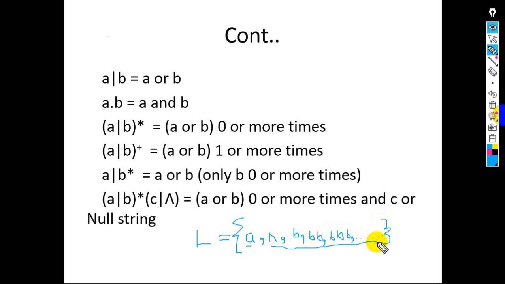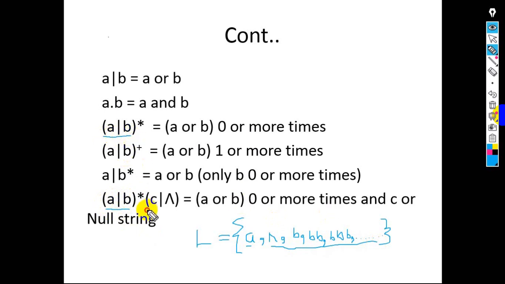Got it? If you have any questions, then you can ask. Okay, next one, what do we have? A pipe B, we can say (A or B) whole star, same like this.